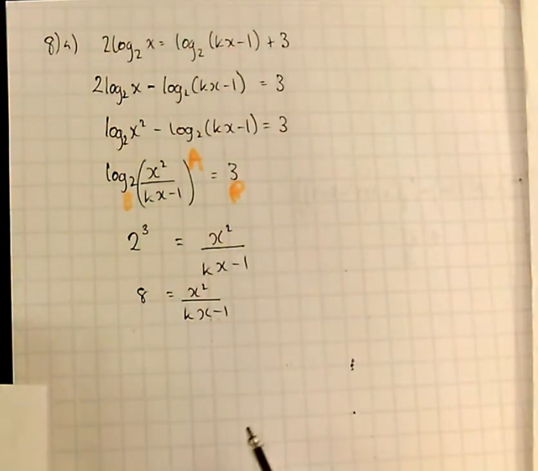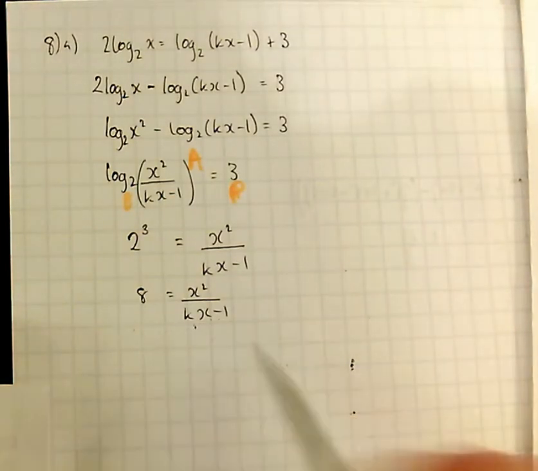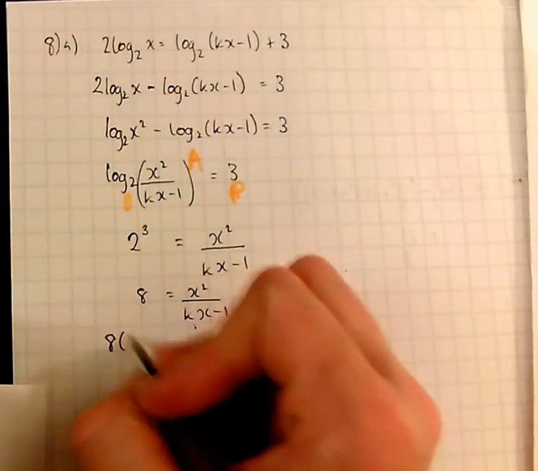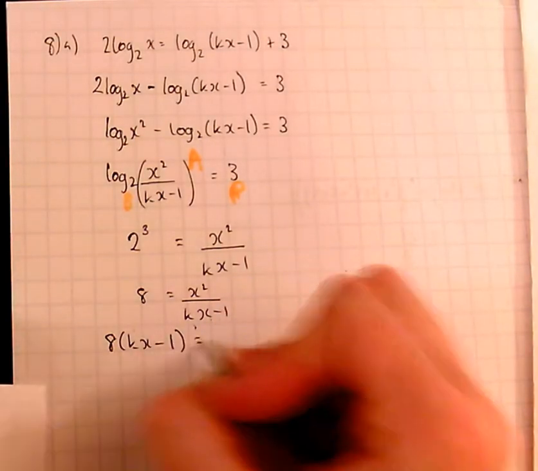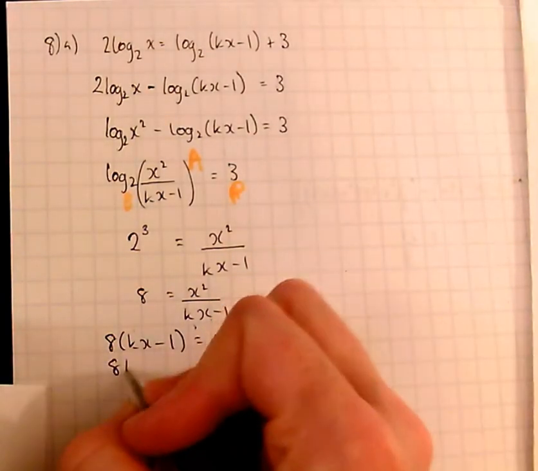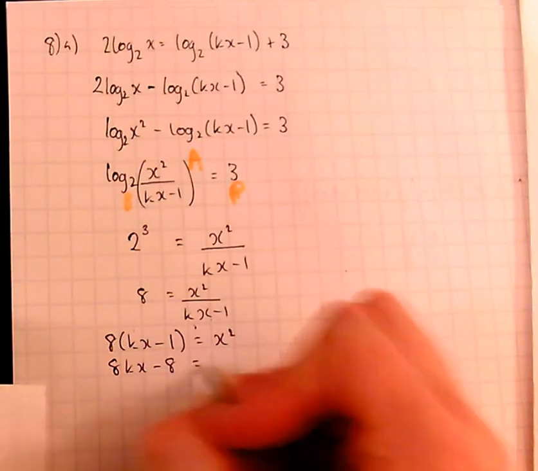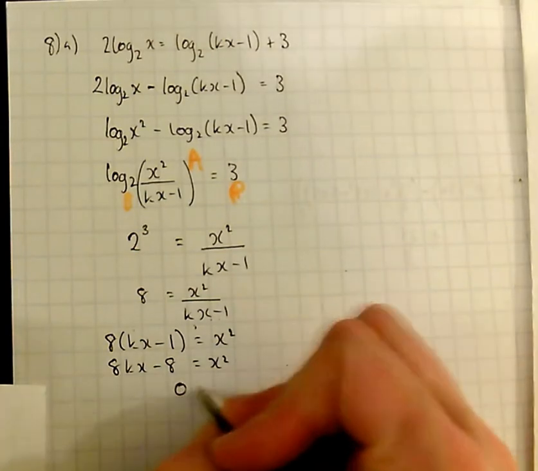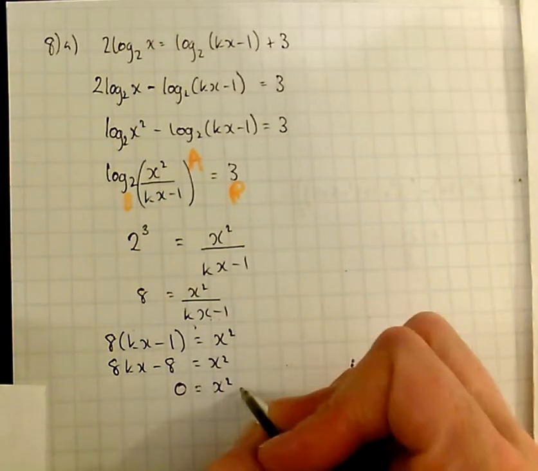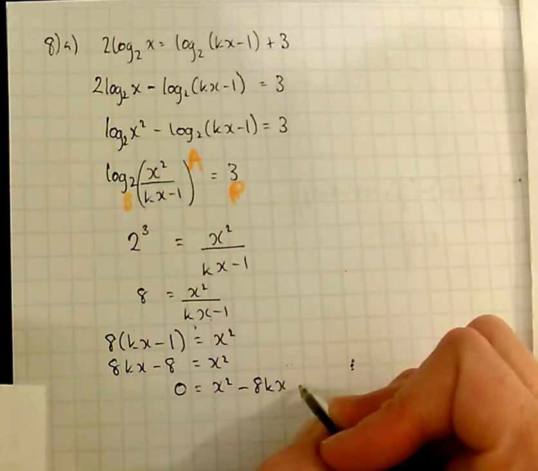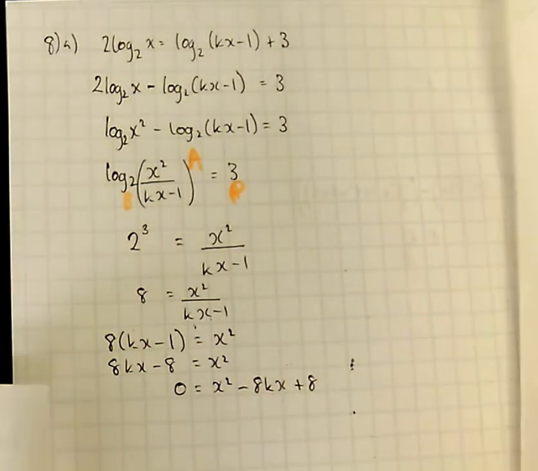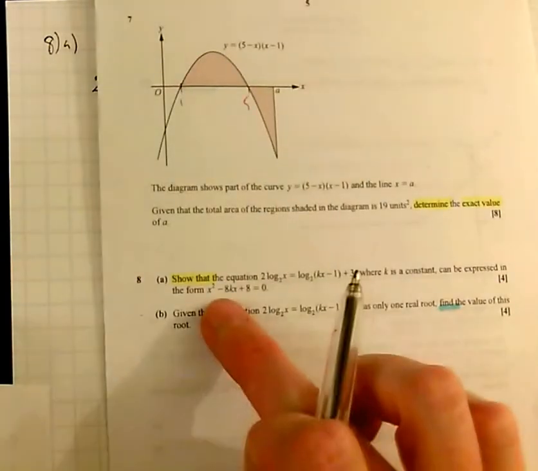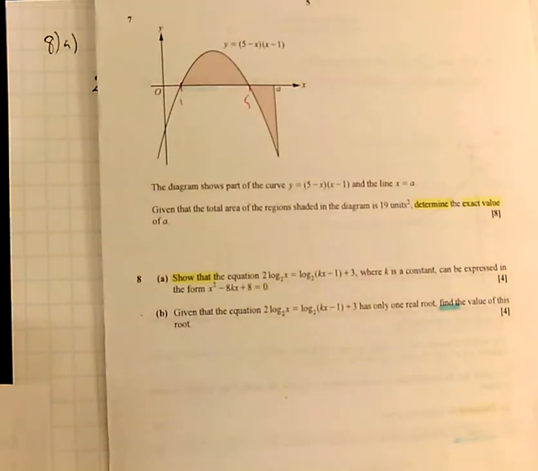And then we can rearrange this equation to end up with a nice quadratic. So let's multiply through by the denominator. And then we're going to subtract 8kx minus 8 from both sides. So we get 0 is equal to x squared minus 8kx plus 8. And we'll just check. That is indeed what we wanted to find.